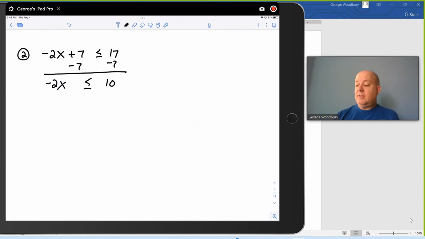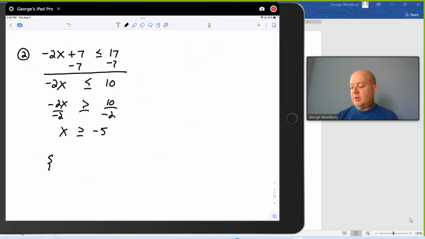Now, when I divide the left side and the right side by negative 2, I have to change the sign from less than or equal to, to greater than or equal to. Dividing by a negative number reverses how they compare to each other. Negative, opposite, it switches the relation. So now I have x is greater than or equal to negative 5.